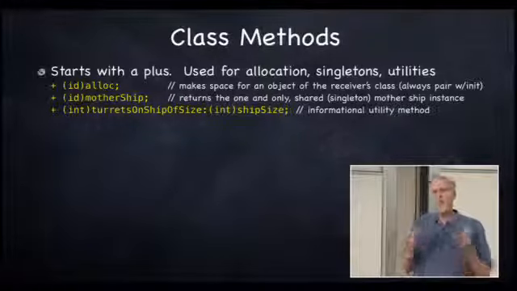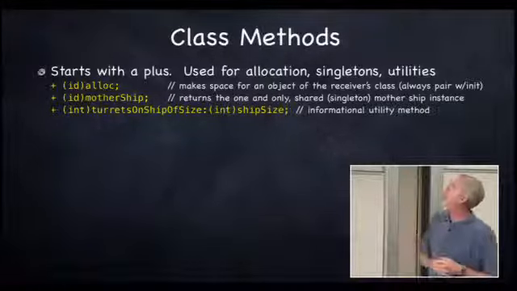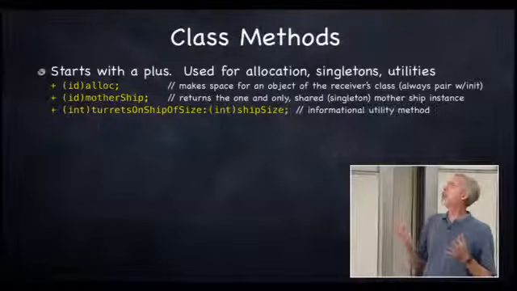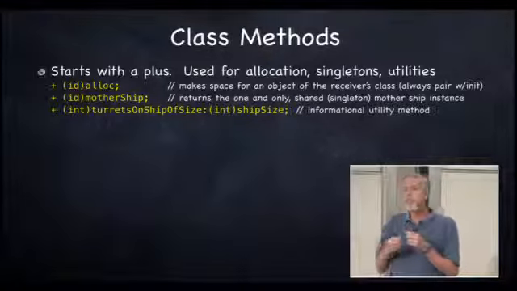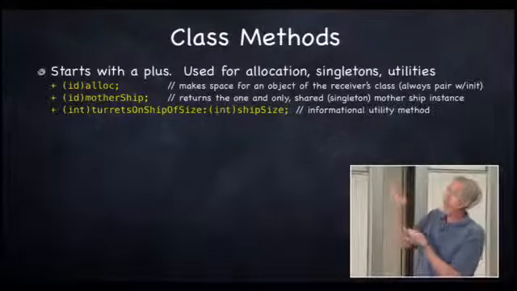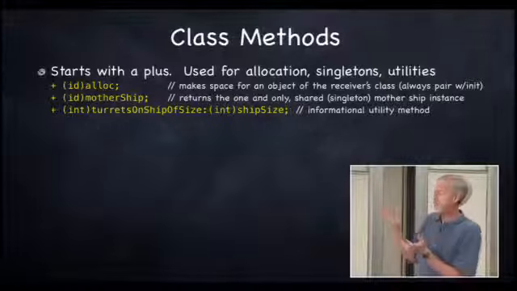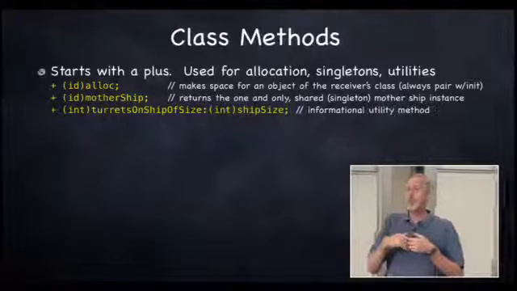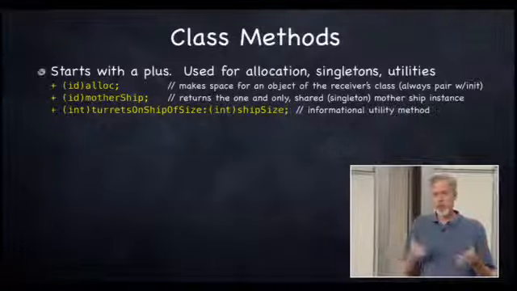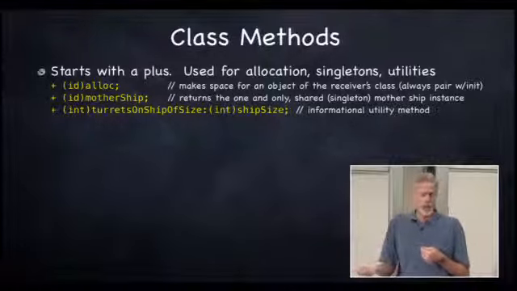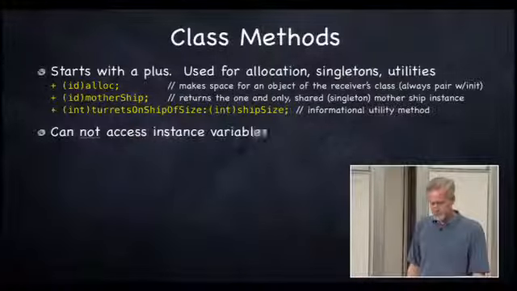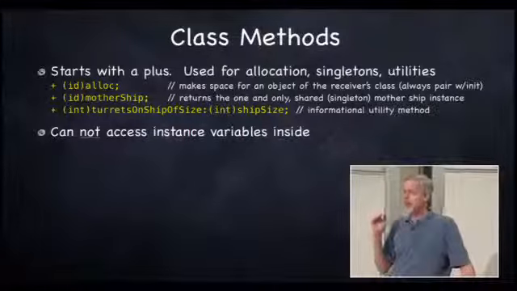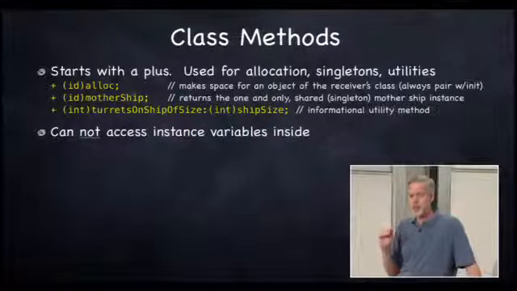And then lastly, you might have utility functions. Like here's a little function that you could send a ship, and it tells you how many turrets are on a ship of a certain size. Now you're not sending this to a certain ship. You're just saying if I had a ship that was of a certain size, which I've had be an int, probably a little simplification, how many turrets would it have? So you don't have to actually create the ship to find out how many turrets it's going to have. You can actually ask the class for information. So these are the reasons we use class methods. One thing to be careful to understand, in a class method you cannot access the instance variables.